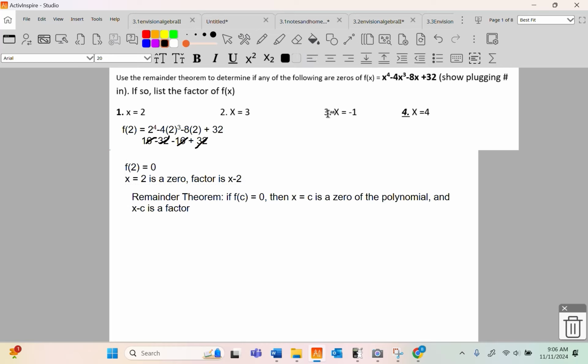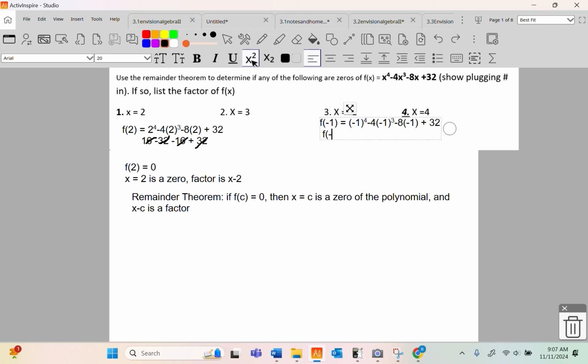Now, I've got 4 mentioned, but I'm going to do 3 instead. I'm going to find f of negative 1. So that's negative 1 to the 4th power, minus 4 times negative 1 cubed, minus 8 times negative 1 plus 32.